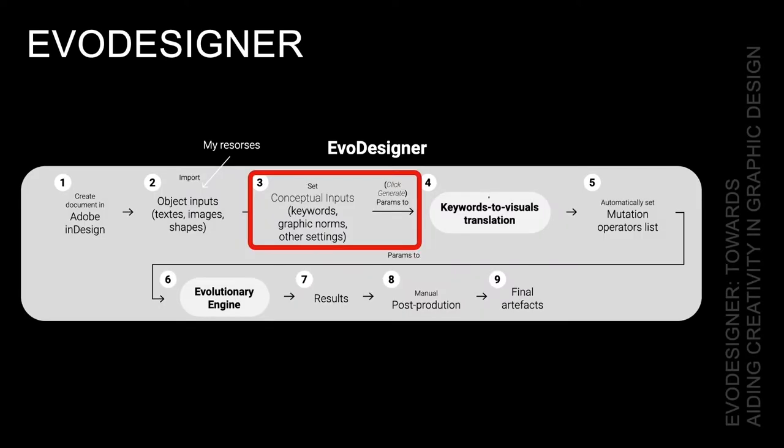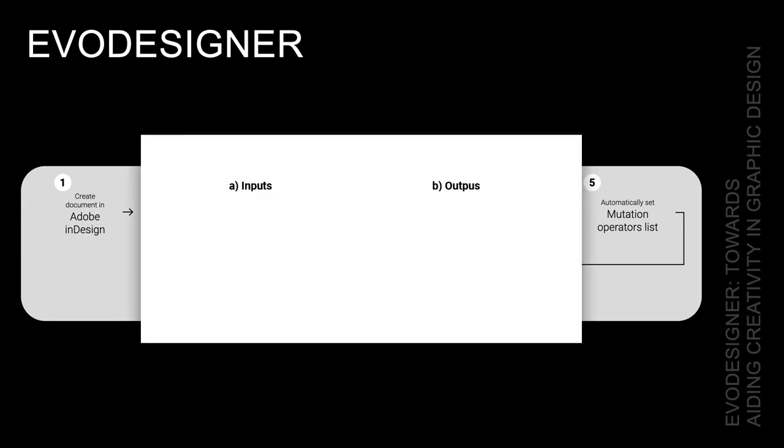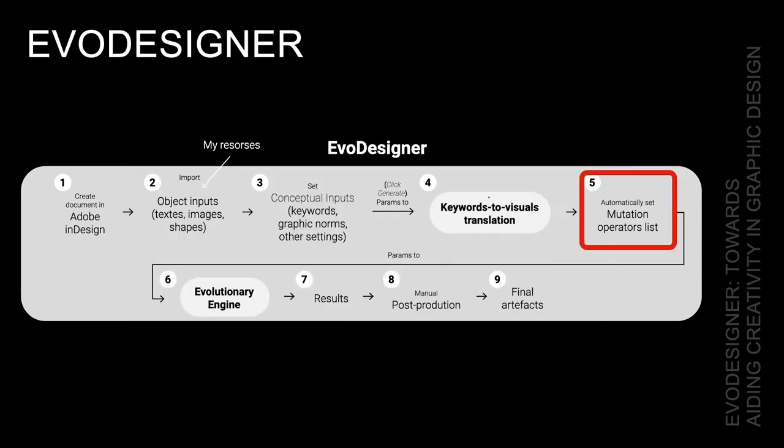By clicking Generate, the system will start by calling a module for translating keywords into visual tools or tool properties. For example, the keyword sun could translate to the circle tool, the color yellow, and the external brightness. These tools are then set as the mutation operators that will more likely perform in the evolution of the pages using a genetic algorithm. When the evolutionary process ends, the user can manually post-produce the results and create final arts.